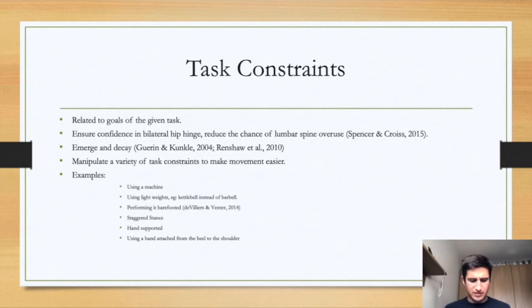It is very important to note that in their writing, Guerin and Kunkel wrote that task constraints emerge and decay in nature. Renshaw and colleagues also wrote how, in an experiment by Chow and colleagues in 2005, they identified that constraints can increase or decrease in importance based on the participant's performance.